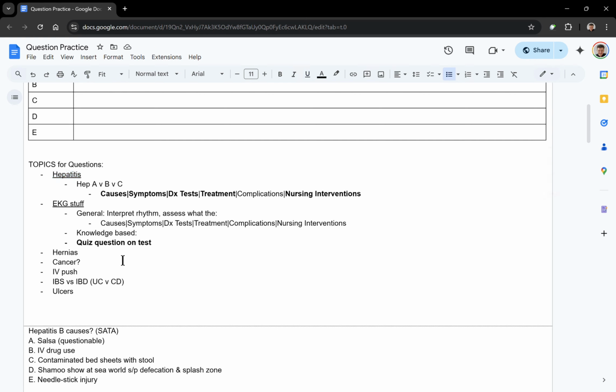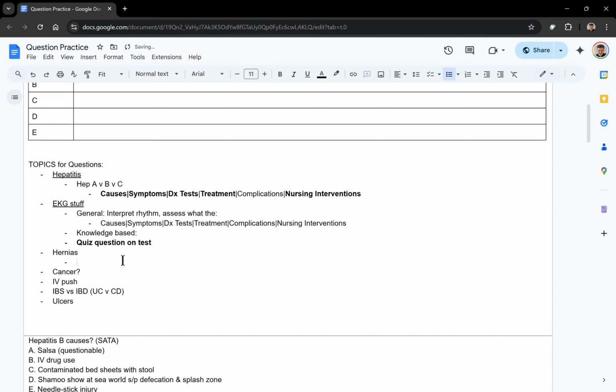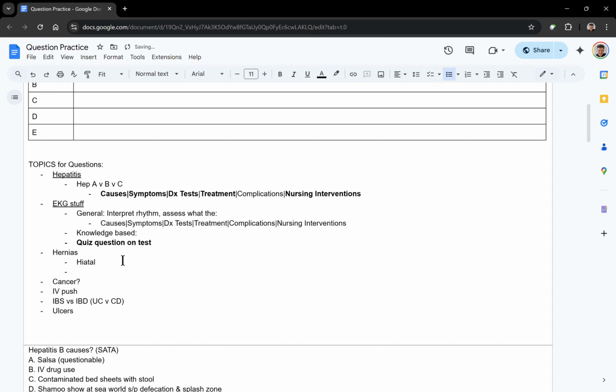Hernias? Just go down the list. What kind of hernias? What are the hernias you have to know? Hiatal. Inguinal? So yeah, you got the abdominal ones. You have the ventral, the femoral, inguinal, and the incisional one. Midline, I think that's kind of ventral.